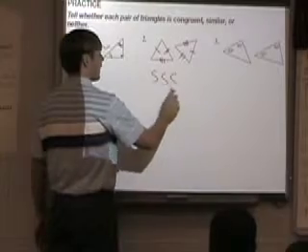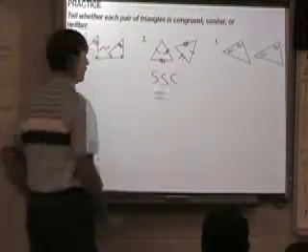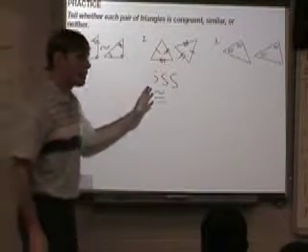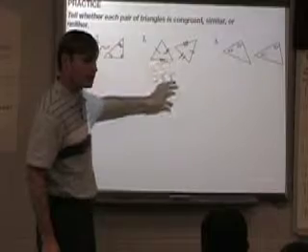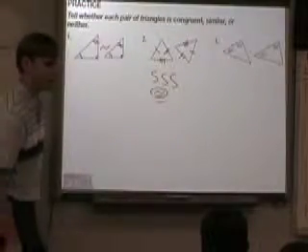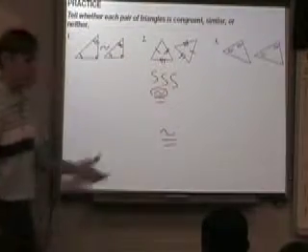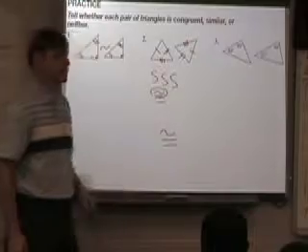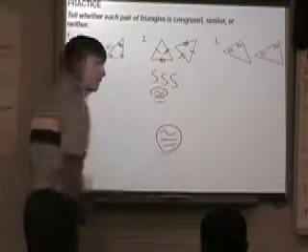Side, side, side, which makes these two triangles what? Congruent. So this one was similar. Now, notice that when two triangles are congruent, they're also what? Similar. That's why they put this little thing. You see that in the congruent sign? It means it's equal and similar, which makes what? Congruent. When two triangles are equal and similar, they are congruent.